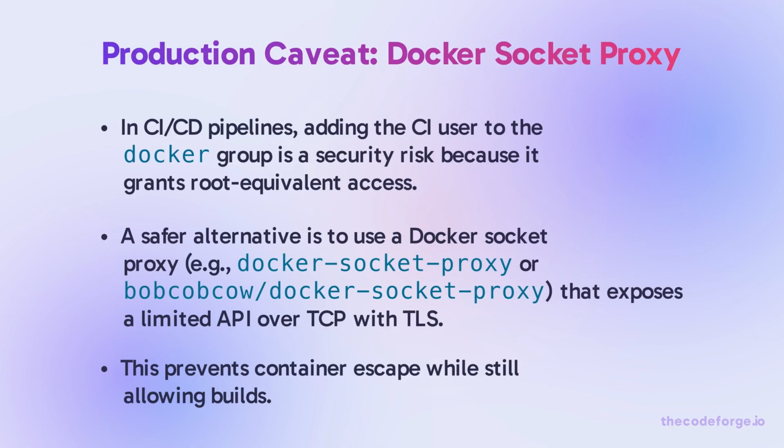In CI/CD pipelines, adding the CI user to the Docker group is a security risk because it grants root-equivalent access. A safer alternative is to use a Docker socket proxy, e.g., tecnativa/docker-socket-proxy, that exposes a limited API over TCP with TLS. This prevents container escape while still allowing builds.